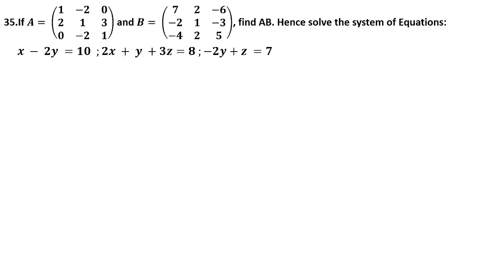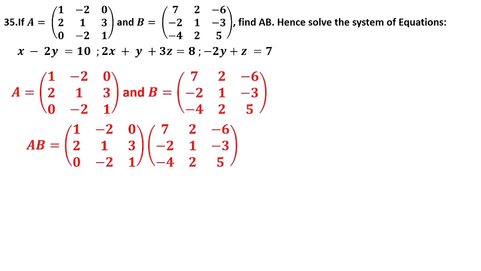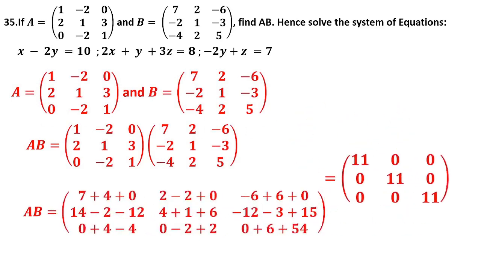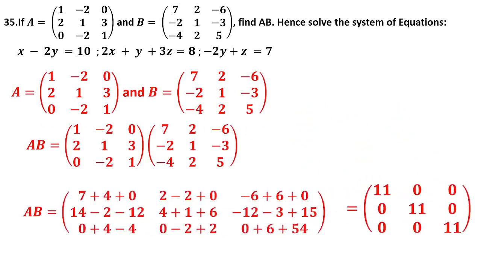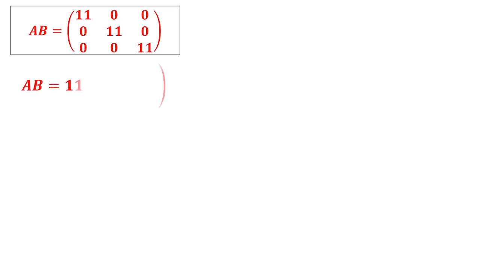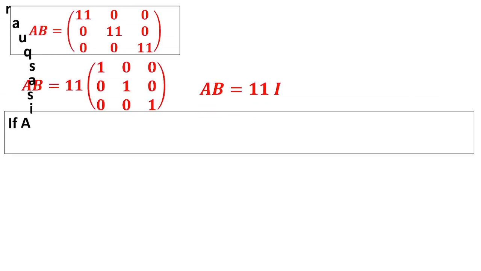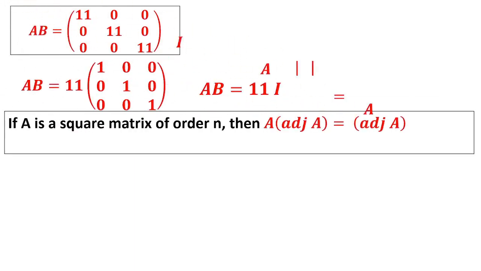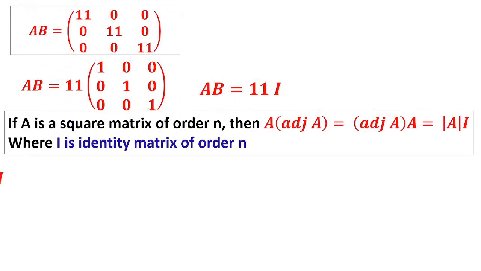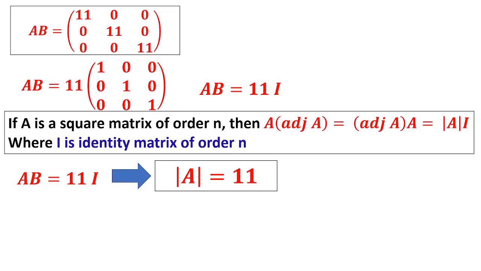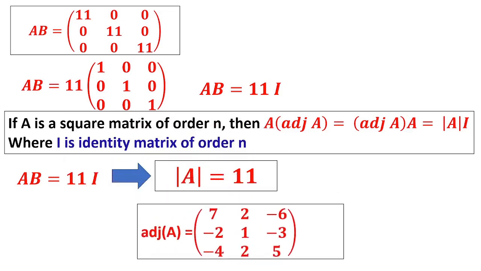You have been given A and B. You have to find AB and you have to solve it. Let us find AB now. I am getting AB as 1100, 011, 0011. What is the meaning of it? You have been given AB as 11I. Then we are making use of this property. Therefore, determinant A is 11 and adjoint A is the other matrix. Therefore, we got determinant A and adjoint directly by doing the product.